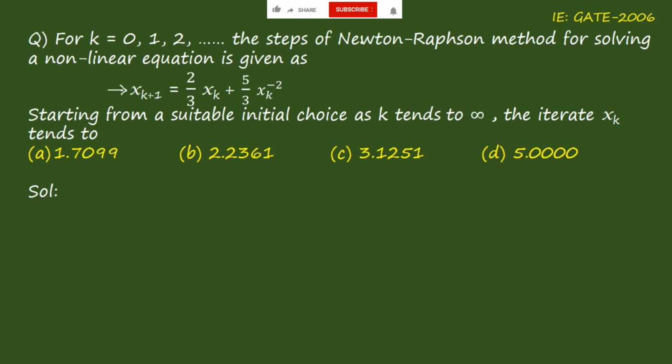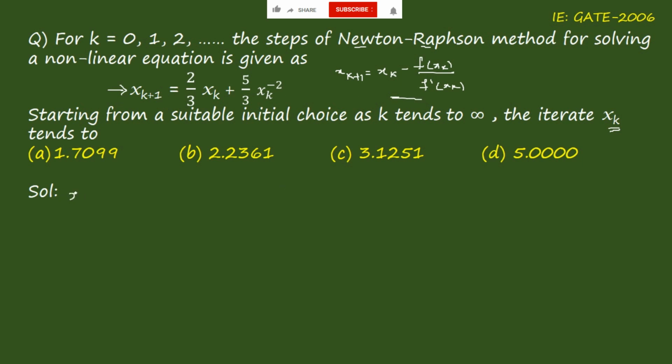As we know, the formula for Newton-Raphson method is x of k plus 1 is equal to x of k minus f of x of k by f dash of x of k. Now instead of giving f of x of k, they directly substitute the value and give it. Now we have to find the value x of k tends to, and we'll solve this particular equation in this formula format.